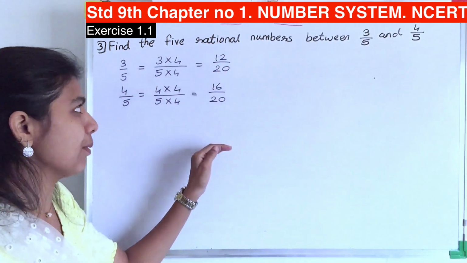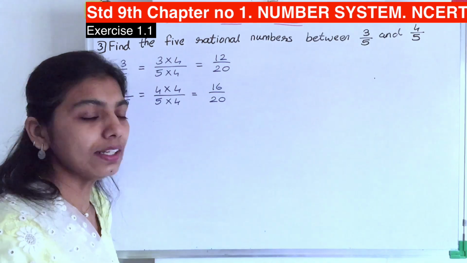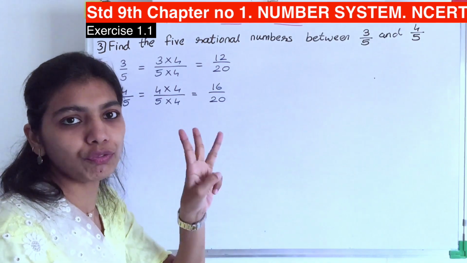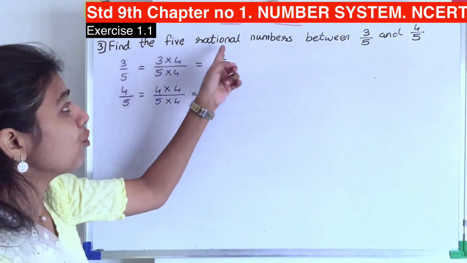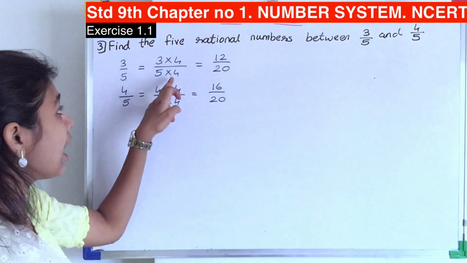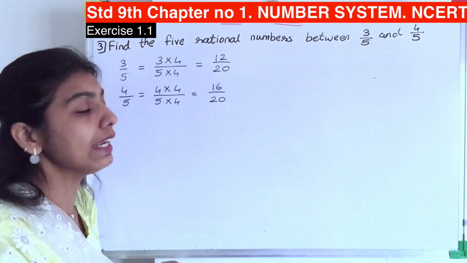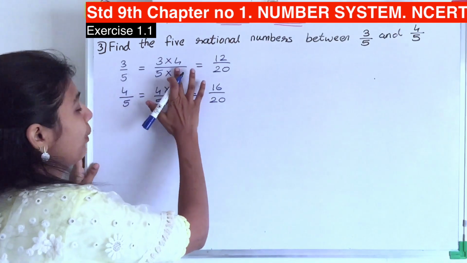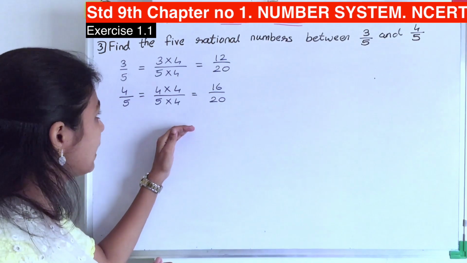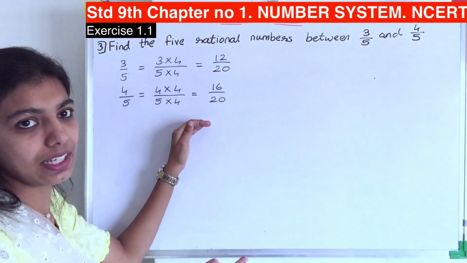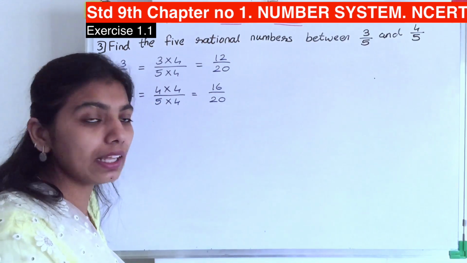Now when you see these numbers between 12 and 16, how many numbers are there? 12, 13, 14, 15, 16. There are only 3 numbers in between, and I want 5 rational numbers. So I can't multiply it by 4. So what am I supposed to do? I will multiply it by 6. That will be a much better thing. I have purposely done this for you so that you can easily understand why I am not taking the lesser number and why I am taking the bigger number.